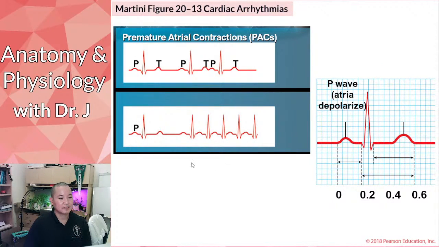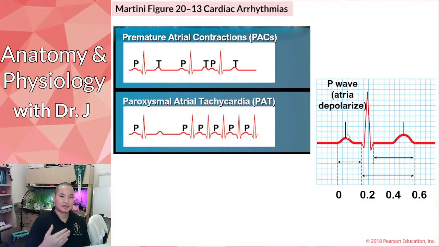Okay, we have our P wave, but as we go over here, we see, is this a P wave? Is it a T wave? So these are P waves, but what we have here is something called paroxysmal atrial tachycardia, or PAT. So why is it atrial? Because we know that the P waves are caused by the atria, and it's not the QRS waves that are jumping the gun here. It's the P waves that are jumping the gun.